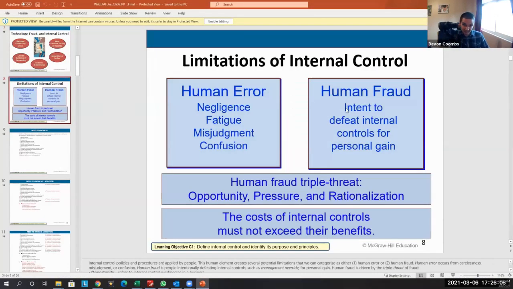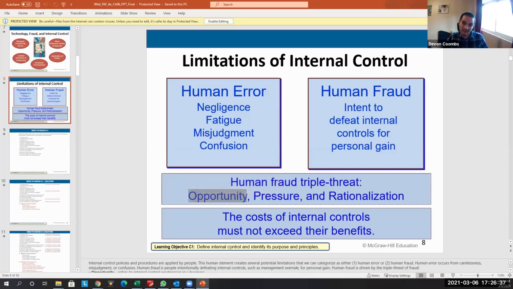So there are some limitations of internal controls, like human error. There's always an issue. People are tired and they make mistakes. That's why we try to use systems for a lot of it. Then there's human fraud, where humans intend to conquer the system, especially those who know their way around it. We talked about the fraud triangle: opportunity, pressure, and rationalization. Well, all we can control is opportunity.